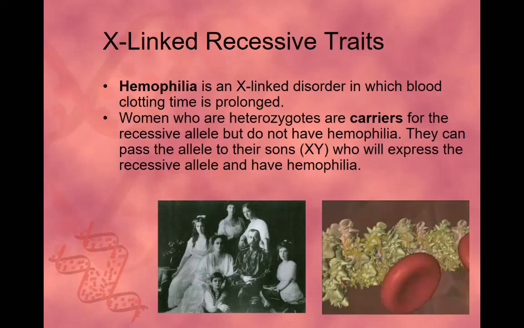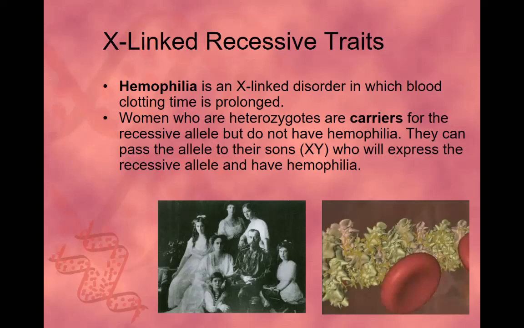So this works best when we start looking at carriers. Women who are heterozygotes are carriers for the recessive allele, but do not have hemophilia themselves. However, they can pass that allele on to their sons, because sons, remember, will get a Y from their dad that doesn't impact them. And then they can express the recessive allele and have hemophilia.